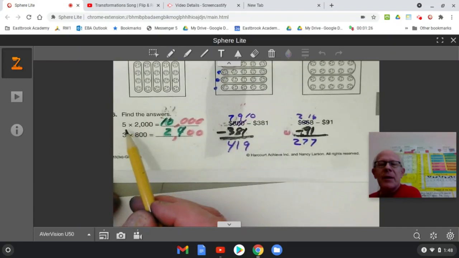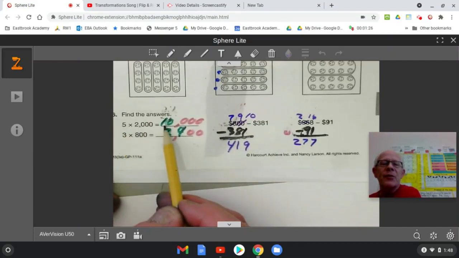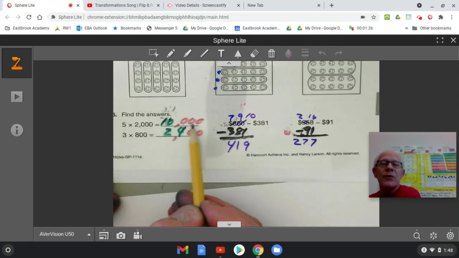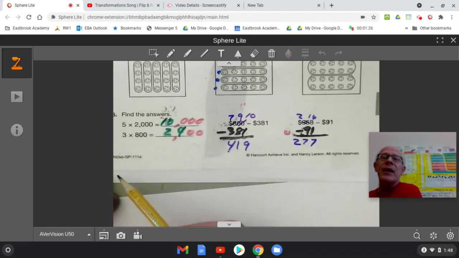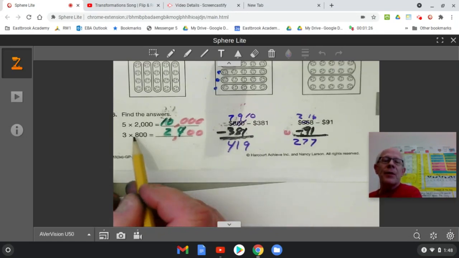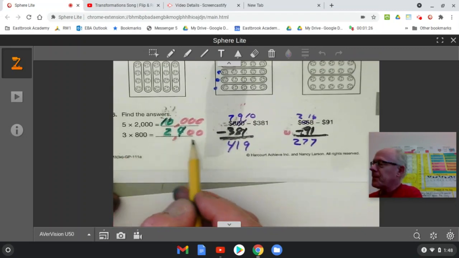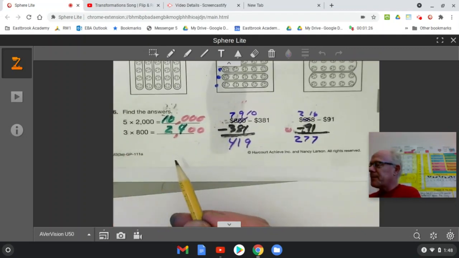And our last ones here on this side. 5 times 2,000. First we do 5 times 2, that's 10. And we just add however many zeros at the end. 1, 2, 3. So 5 times 2,000 is 10,000. 3 times 800 would be 3 times 8. That's 24. Add 2 zeros. So 2,400.